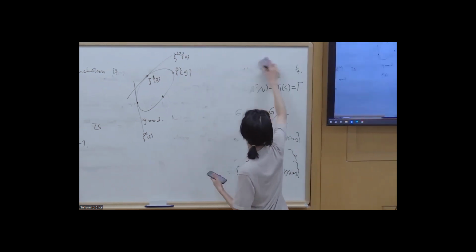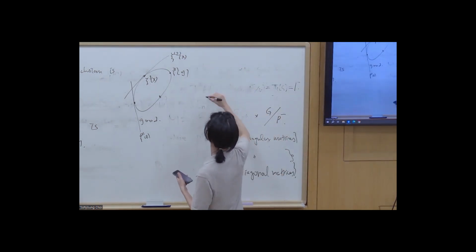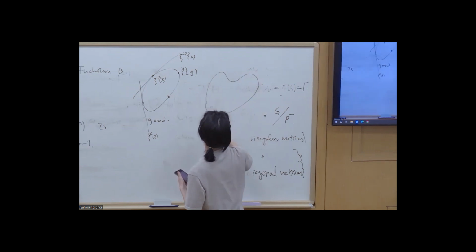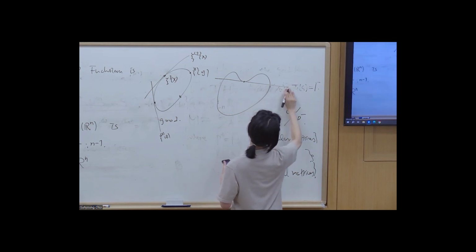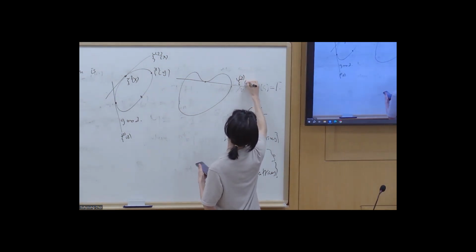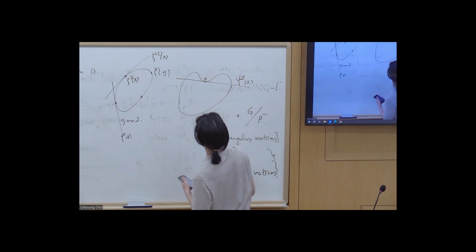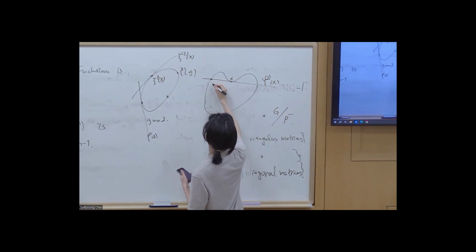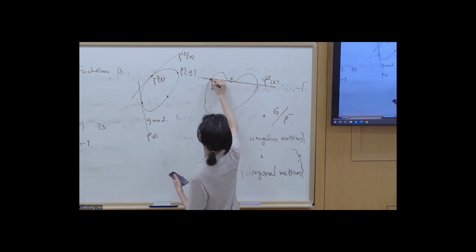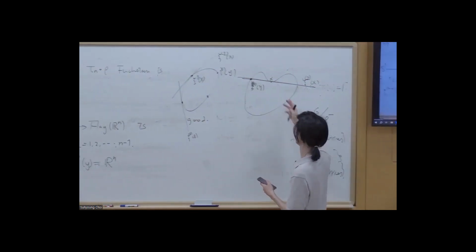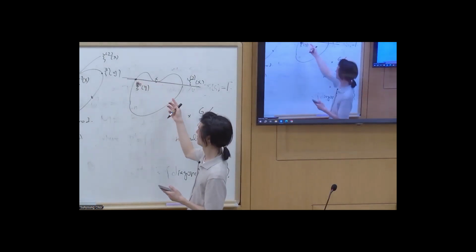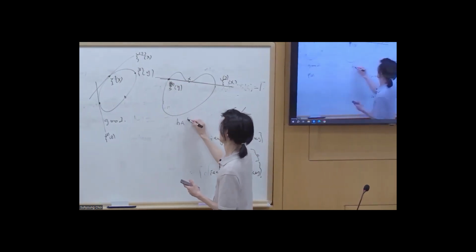A bad example looks something like this. If you pick, say, here, and say this is the 2-plane at x, and you pick this point, say P_1 of y, then this line and this point don't span the whole space R^n. Because we have such a bad point, this curve is not a 2-convex curve.